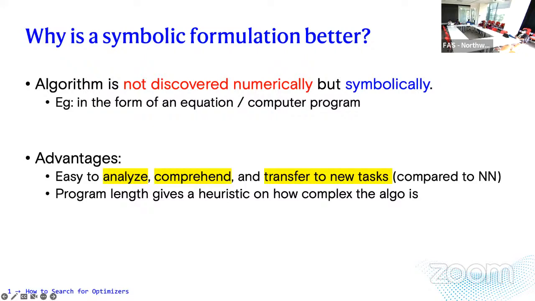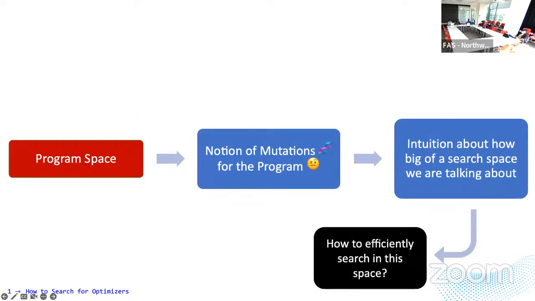So towards that goal, we have some things to clear up. The first thing is, what is the program space? And since I call this an evolutionary process, maybe you have heard about genetic algorithms, where there's crossover and mutations. So for these programs also, we need to come up with some sort of mutation. We need to look into those as well. And let's see, since we are dealing with a large search space, how we can efficiently search.